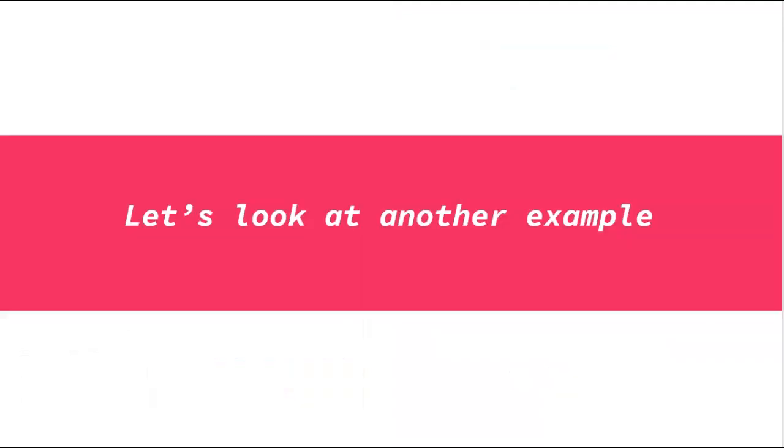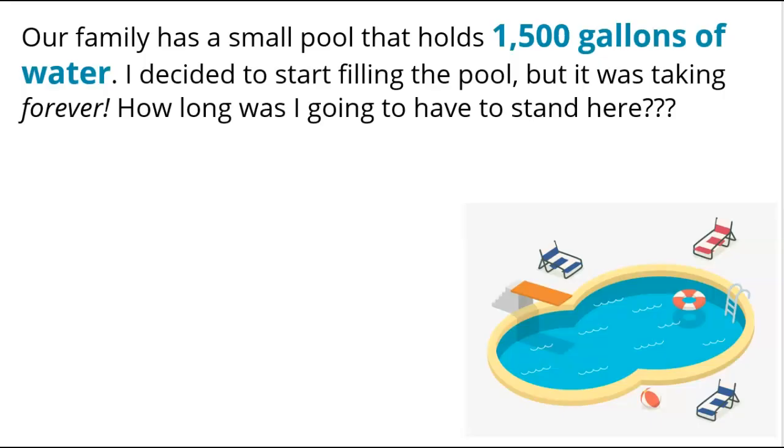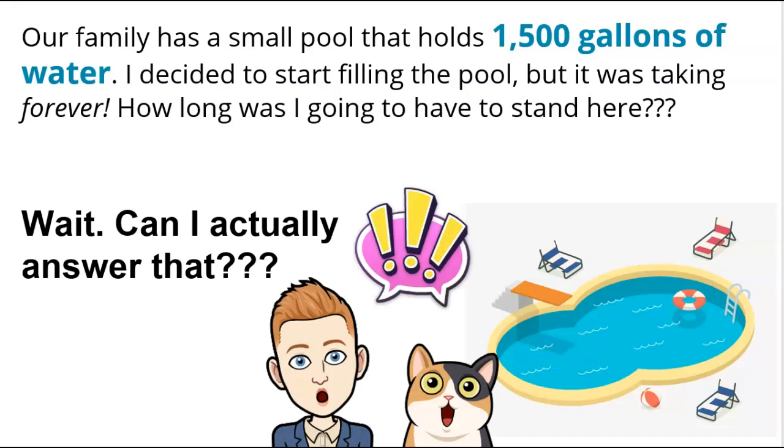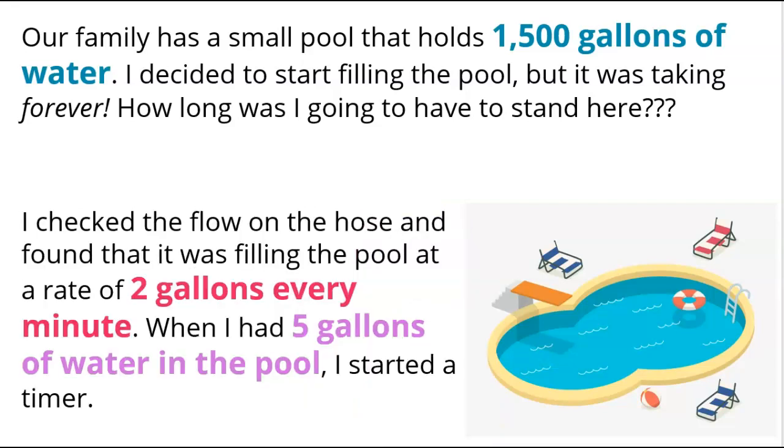Okay, let's look at another example. Our family has a small pool that holds 1,500 gallons of water. I decided to start filling the pool, but it was taking forever. How long was I going to have to stand here? But then I remembered I'm a mathematician and I can actually figure that out. So I checked the flow on the hose and found that it was filling the pool at a rate of 2 gallons every minute. When I had 5 gallons of water in the pool, I started a timer.